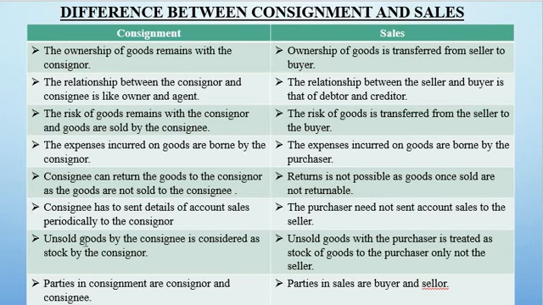Next, unsold goods with the consignee are considered as stock by the consignor. Now I give you the example of 100 goods. If there are 100 goods and 95 goods are sold, 5 goods are still remaining, then those 5 goods are considered as stock of goods by the consignor. The consignor is going to consider it as stock.